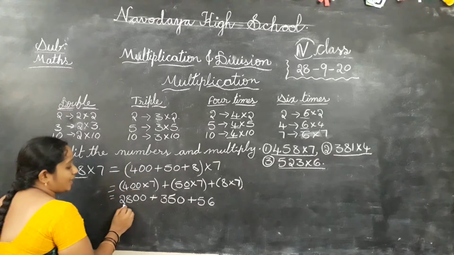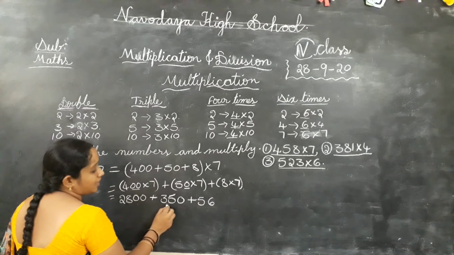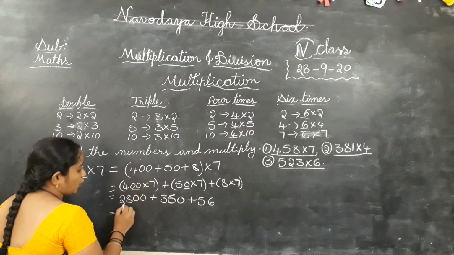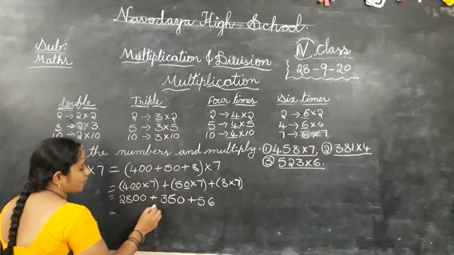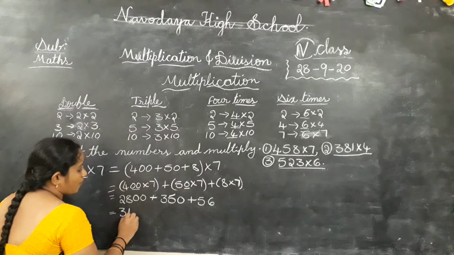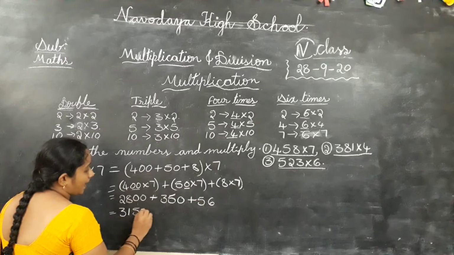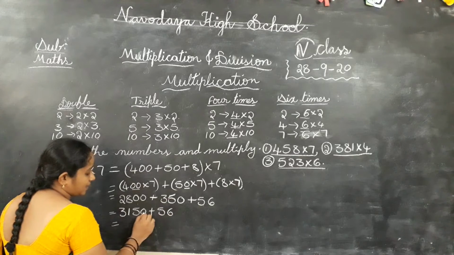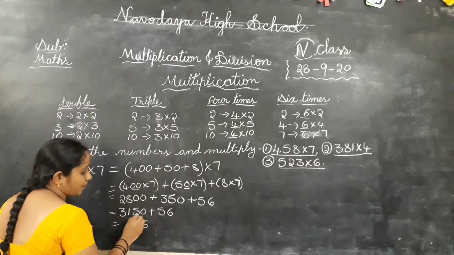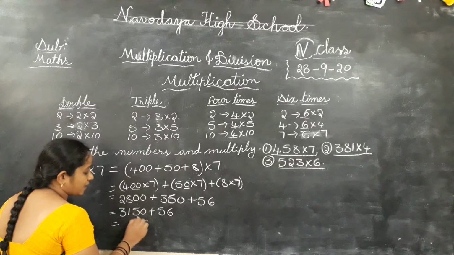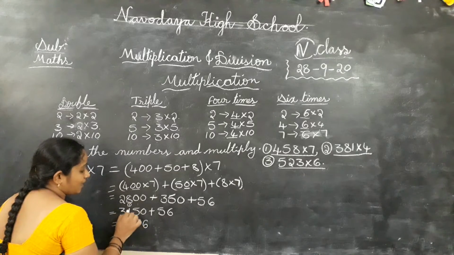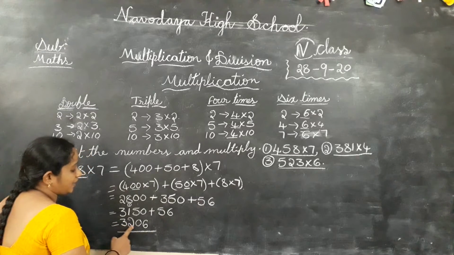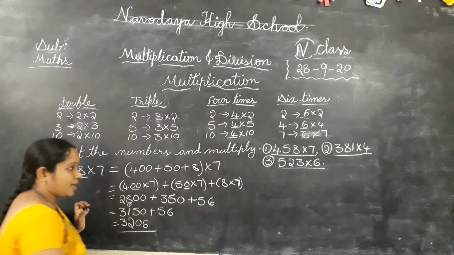Now add 2800 plus 350 plus 56. First add the hundreds place digits. 2800 plus 300 how much? 3150 plus 56. So ones place 6 plus 0, 6. Tens place 5 plus 5, 10. 0 in ones place, 1 is carried forward. 1 plus 1, 2. Thousands place 3. 3206.